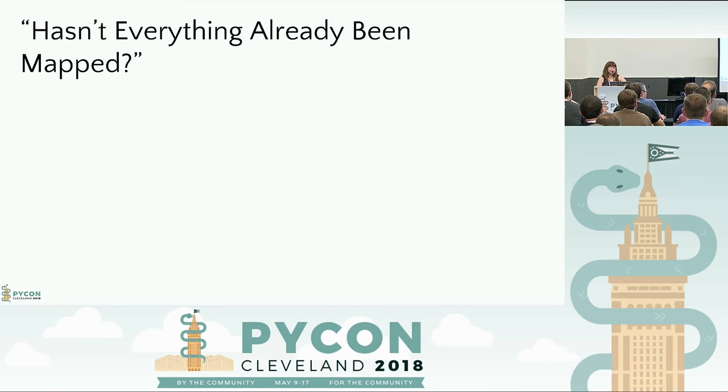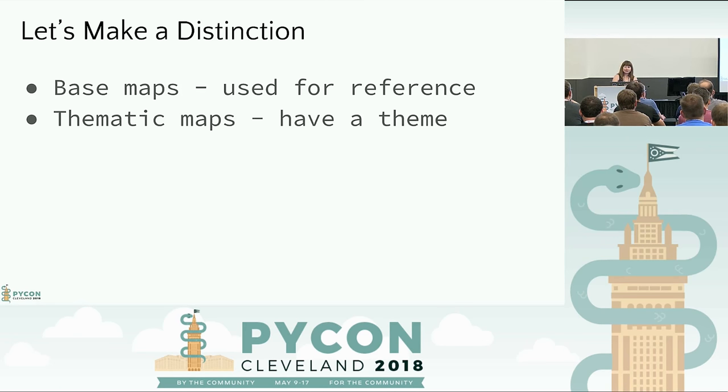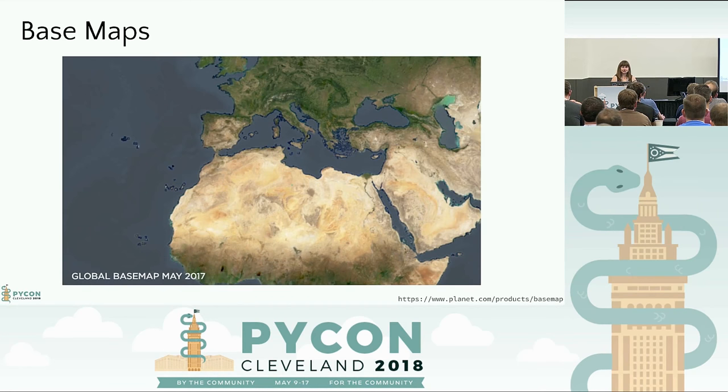So I make maps for a living, and sometimes when I tell people that, they ask me, hasn't everything already been mapped? So I'll talk about why that is not even possible. So first, let's make a distinction between two different kinds of maps. There are base maps, which are maps that are used for a reference, and then there are thematic maps, which you might see in news articles and stuff that have some theme associated with them, usually on top of a base map. So a base map could look something like this.